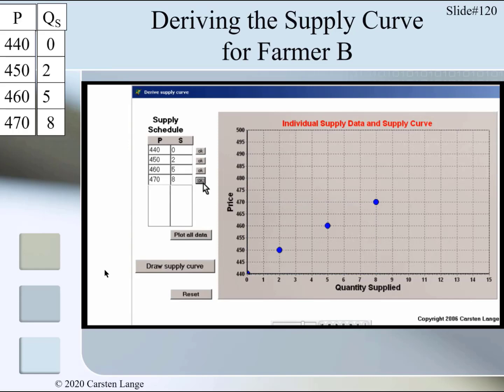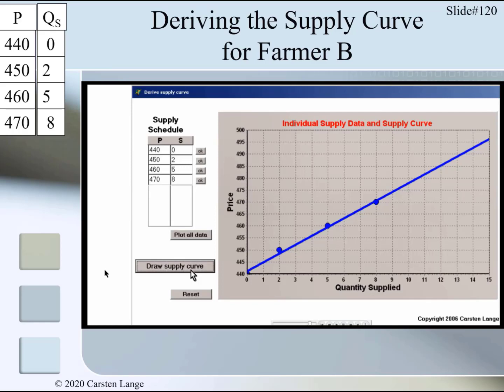Now if we click the button Draw Supply Curve, the program will calculate a straight line which fits our data points best. Here it is. We call this straight line the supply curve. The supply curve shows the supply behavior of farmer B. It's an individual supply curve.